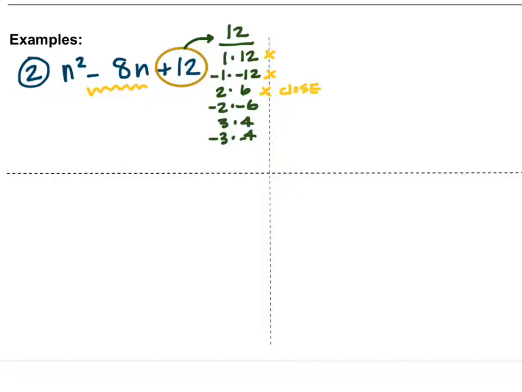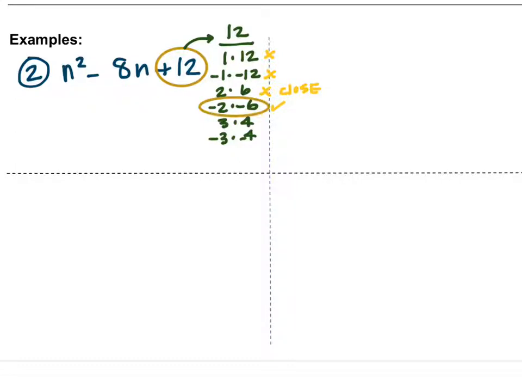So taking a look, then maybe it works with negative 2 and negative 6 added together. In fact, that is the case. So I'm going to replace the second term of negative 8n, and I'm going to break it apart, because that's what factoring is about, breaking it apart into its components.